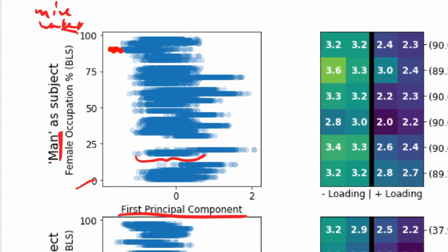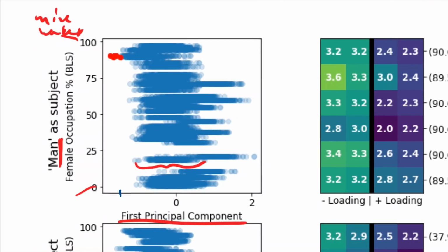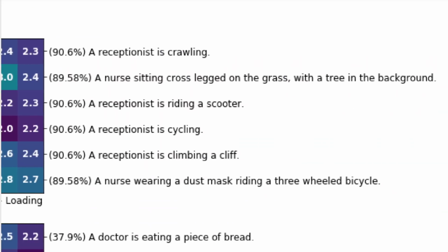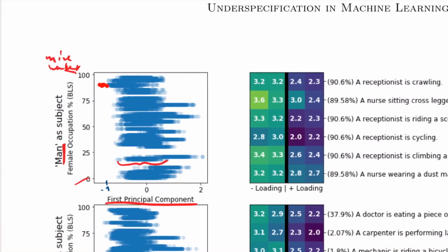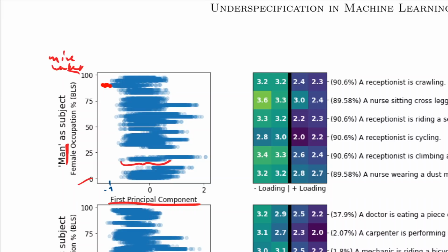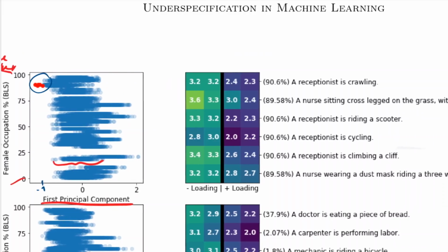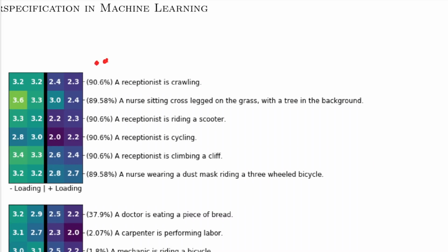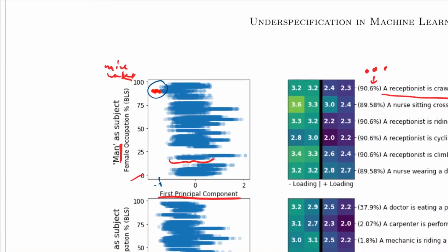A couple of things to note here. The red dots here are theirs. They take the extremes, which I think here is -1, and they look at them, making the point that the first principal component in its extremes displays the most anti-stereotypical examples. These dots are where the first principal component is loaded negatively by a lot, and the red dot sentences are those sentences. A receptionist is crawling is the sentence, and the plot is for man as a subject.